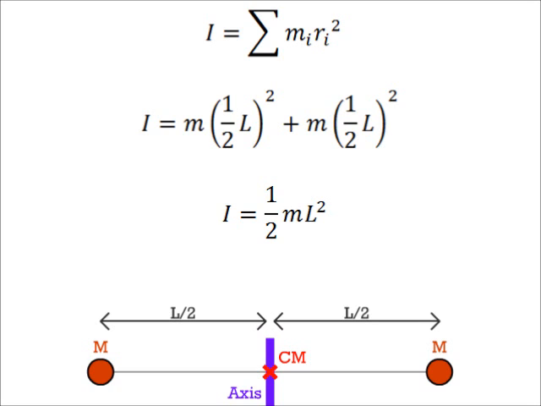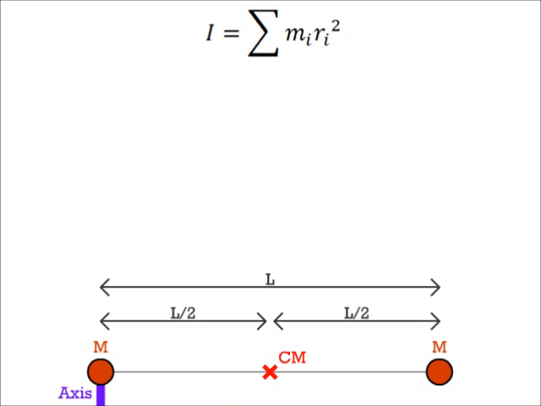Now let's do an example where the rotational axis is not going through the center of mass, but is instead going through one of the point masses. In this case, it is going through the mass on the left. Of course, this means that the rotational inertia for the entire system has changed. We can find the new rotational inertia one of two ways.